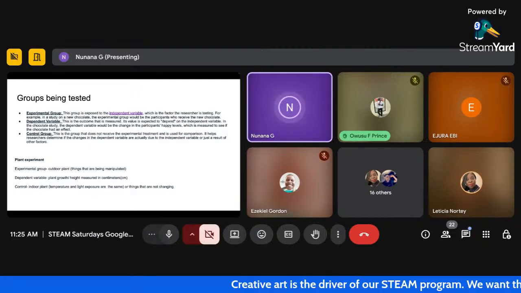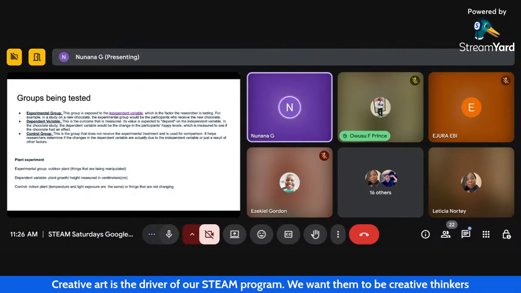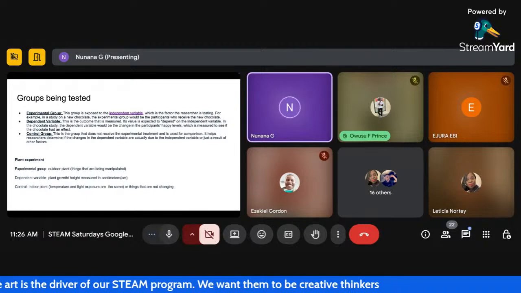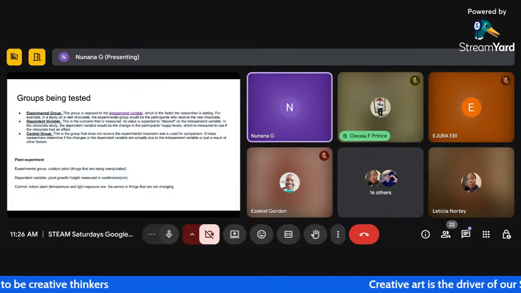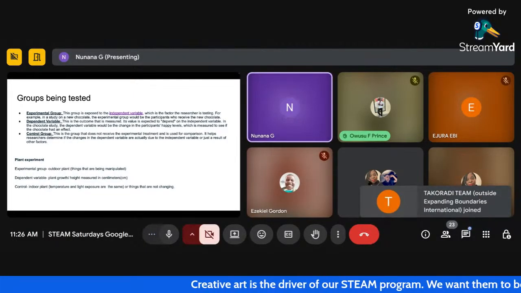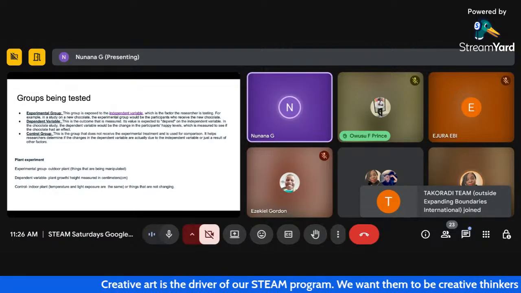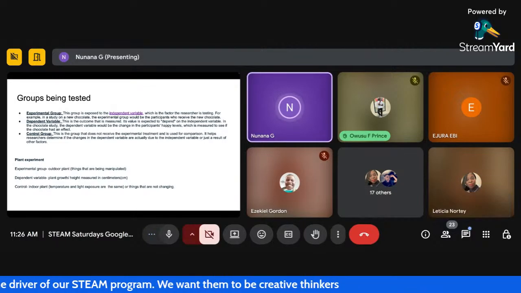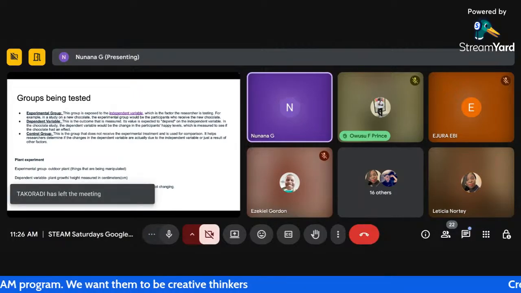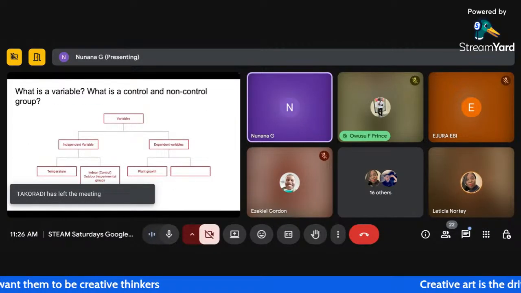And you're exposing the plant to the same light source as much as you can. So control group are the things that are not changing, right? Dependent variable is the plant growth, the height we're measuring. Experimental group is the plant outdoors, the things that we're manipulating because of the weather. Okay.